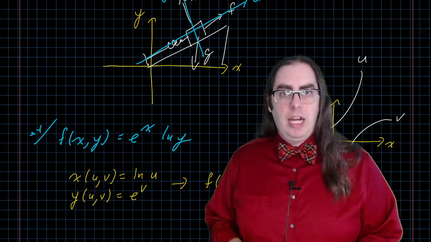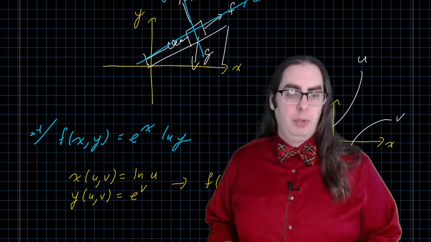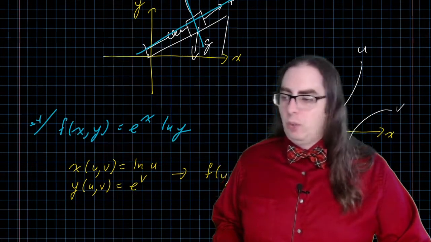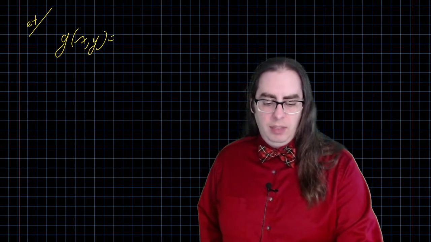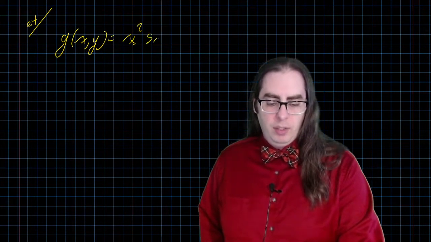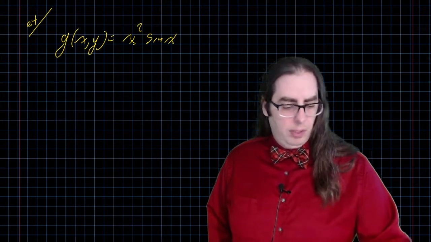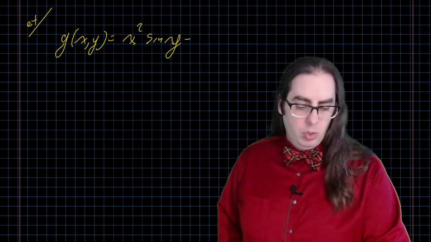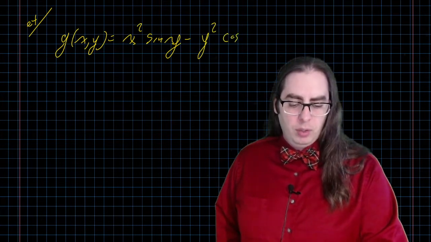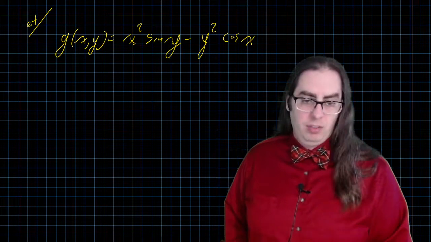But for today, I just want to focus on making sure that you're able to graph these. So I'm going to wrap up with one problem for you to try on your own. It's very simply, I would like you to take a look at the function g of x and y is equal to x squared sine y minus y squared cosine x.